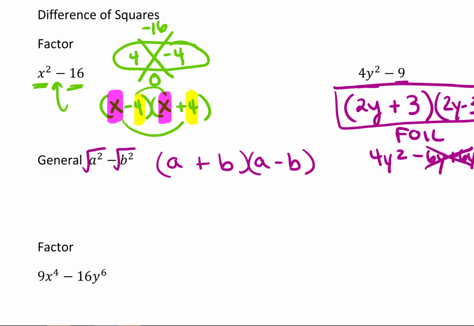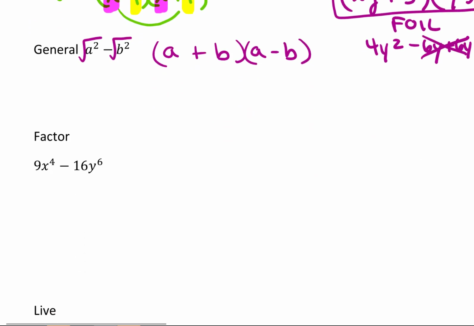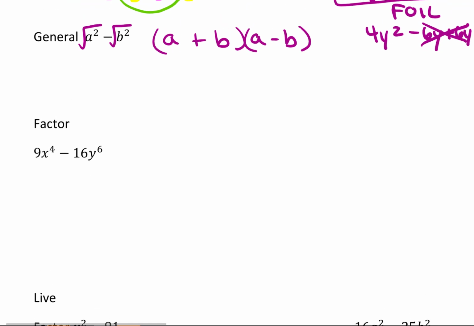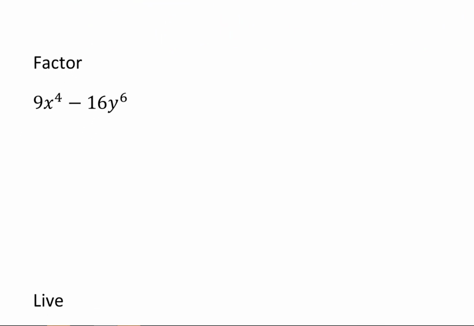So what if the question gets a little bit more complicated? And we have an exponent of 4 and an exponent of 6. So what you want to do is rewrite these so they are perfect squares. So I'm going to change this to be a difference of perfect squares by setting up my parentheses.